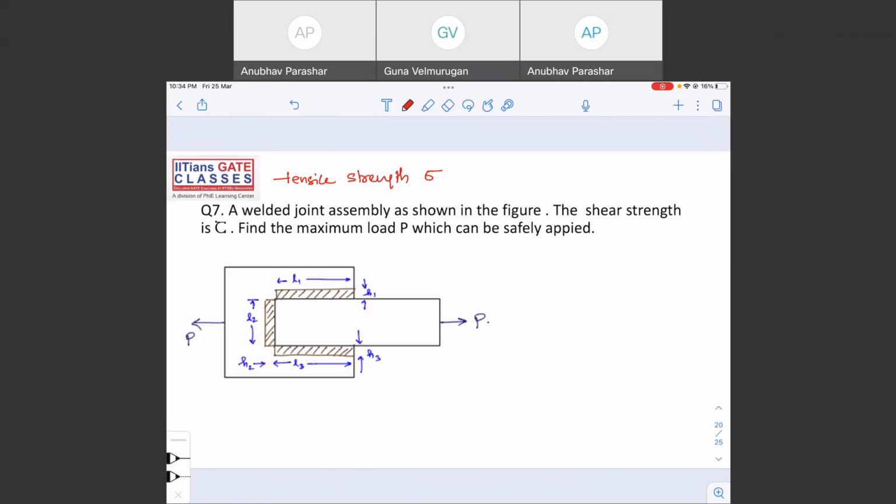We'll have another, I think, 10 minutes of class, and it will be finished. This chapter will be completed. After that, I think we will require two more classes. We'll finish up machine design in another two classes.